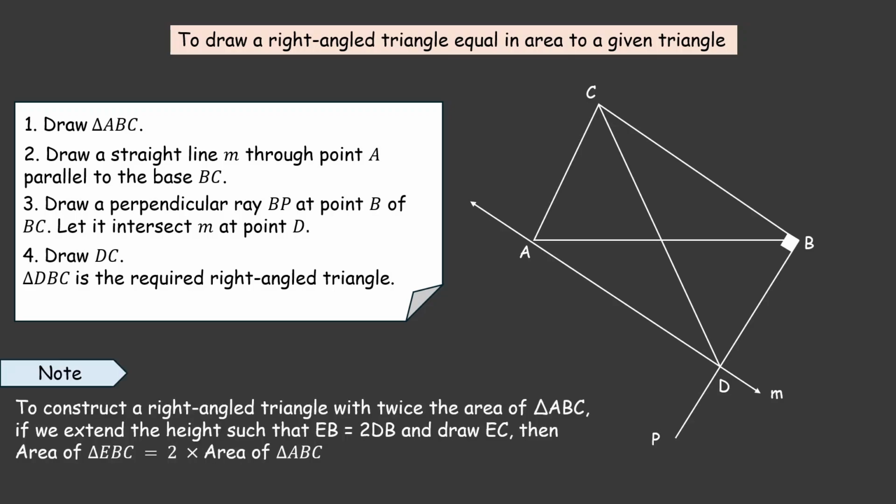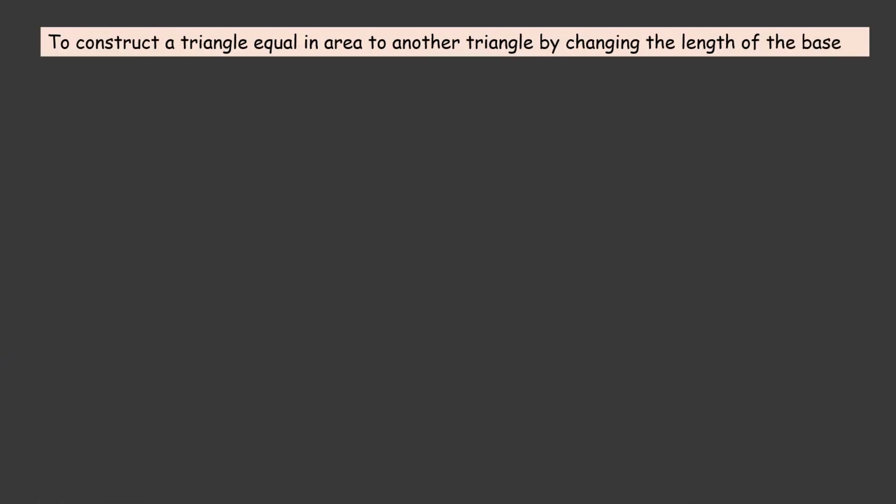An important point to consider over here is, in order to construct a right angled triangle with twice the area of ABC, we extend the height BD to BE such that BE is twice BD, and from that point E we join it to C, that is we join EC. Then triangle EBC will be twice the area of triangle ABC. Let's move to the last part.